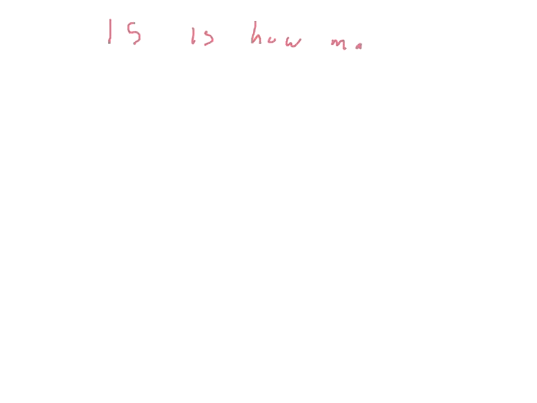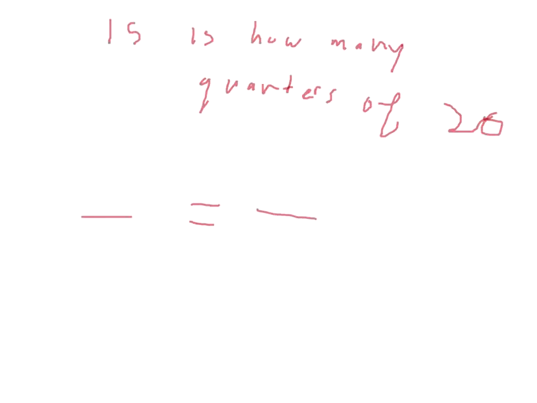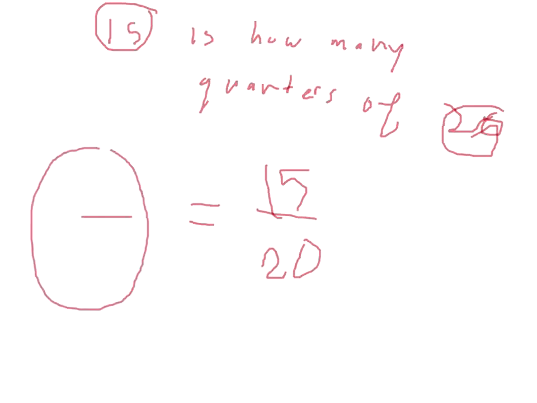How many quarters of 20? So think about what the ratio would look like. Now, this is a little harder. Remember, we've got the comparative fraction, and then we've got the part. We actually have the part and the whole here now. So we can make a fraction out of those, but we don't seem to have the comparative fraction here.